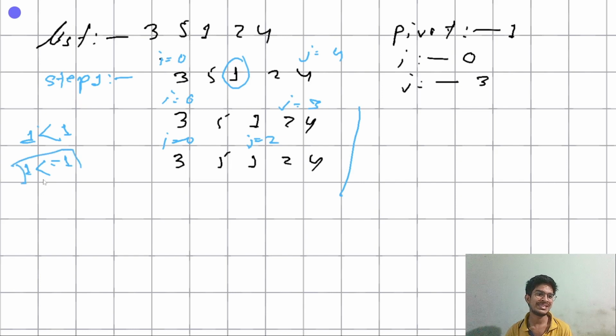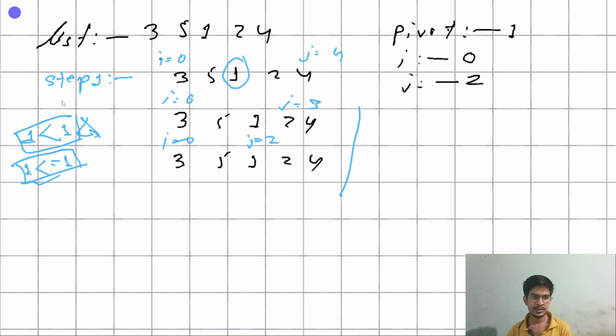So this is true, but we are checking this condition, so it is not true. It means j will stop here. Here it is 2 only, and j will stop here at the pivot. Now what will it do? It will swap these two elements.